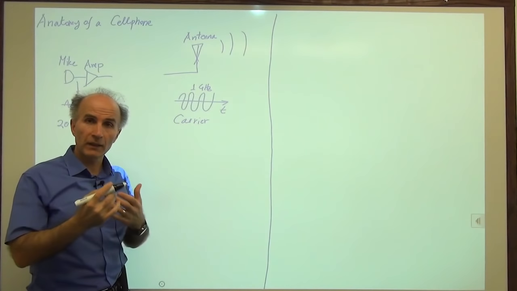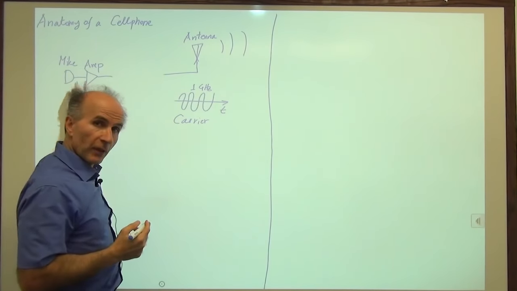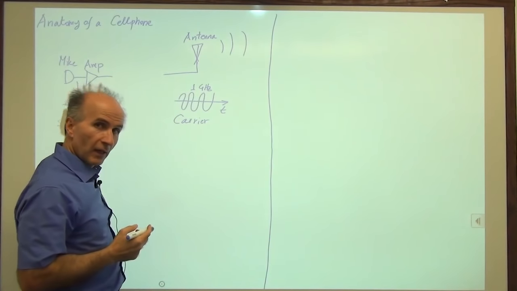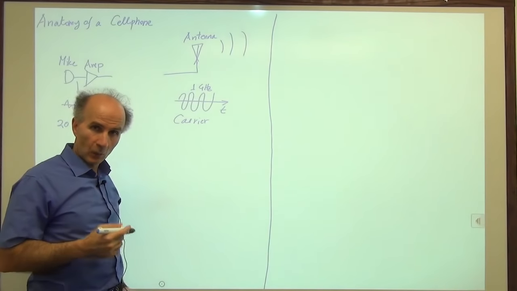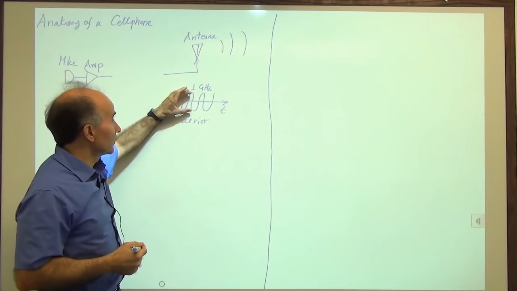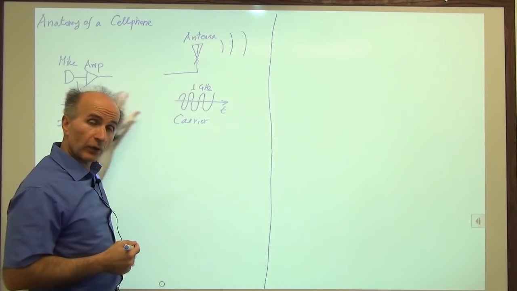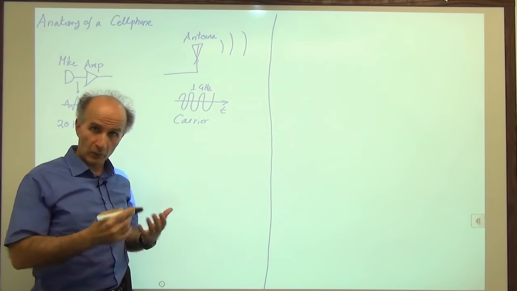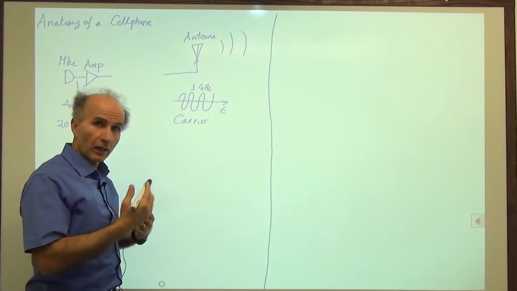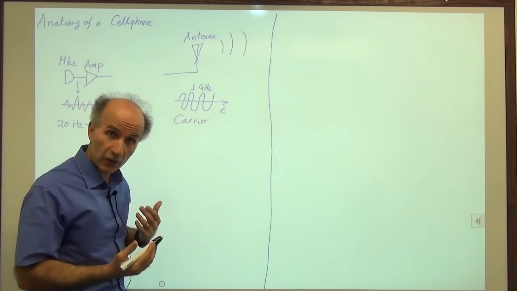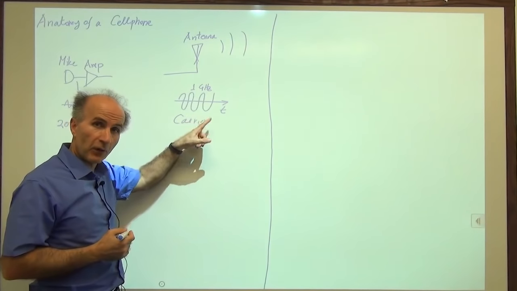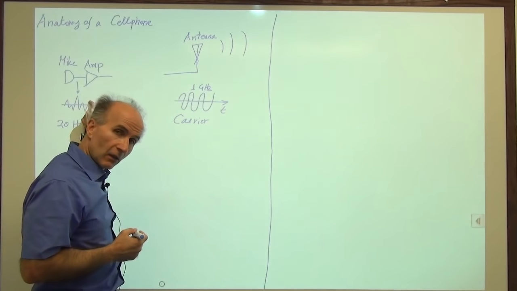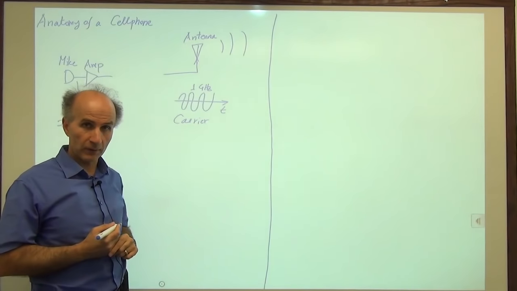All right, now how do we combine this information with this? In other words, how do we impress this information upon this carrier? Well, you can imagine we can change the amplitude according to this information or the frequency, etc. So there will be some sort of change or modulation, as we call it, in the properties of this carrier according to the signal that is produced by the microphone.